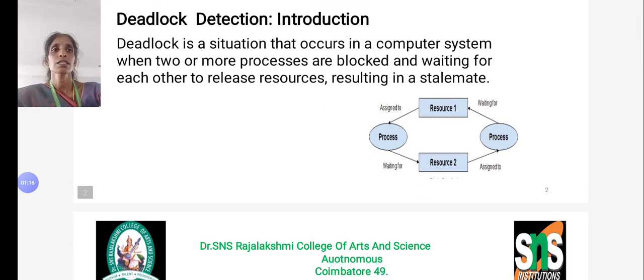In this diagram the resources are resource 1 and 2. It may be a printer or memory or whatever it is. The processes are P1 and P2. Here P1 is assigned resource 2 and P2 is assigned resource 1. Here a cycle is formed: P2 is assigned R2 and also requests R1. Likewise P1 is assigned R1 and also requests R2. So the cycle is formed, and no process can complete its task. This type of situation we call a deadlock.